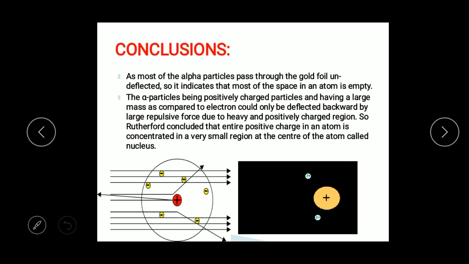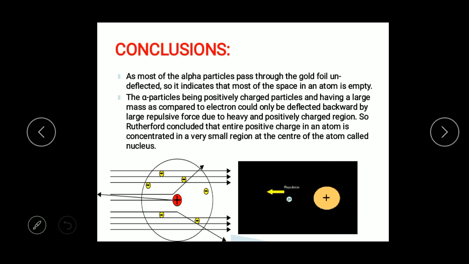Now let us see the conclusions of the experiment with all those observations. Let us give the reason for the observations. The first one is, as most of the alpha particles pass through the gold foil undeflected, it indicates that most of the space in an atom is empty. The reason for the alpha particles passing through the gold foil undeflected is that most of the space in an atom is empty. This is the first conclusion.